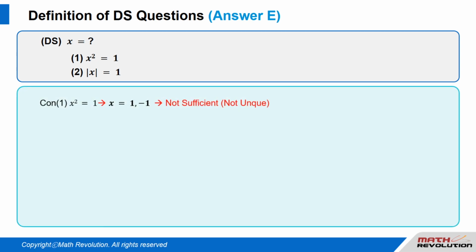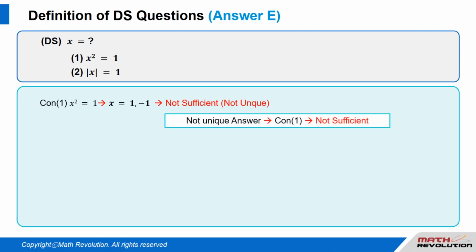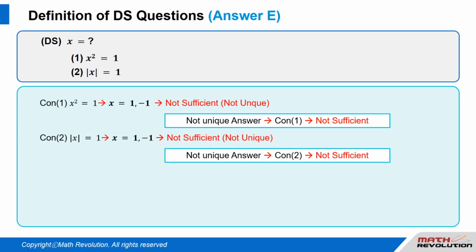Solution. Condition 1 tells us that x squared equals 1. Then we get x equals negative 1, or 1. The answer is not unique, so this condition is not sufficient. Condition 2 tells us that absolute value of x equals 1. Then we get x equals negative 1, or 1. The answer is not unique, so this condition is not sufficient.